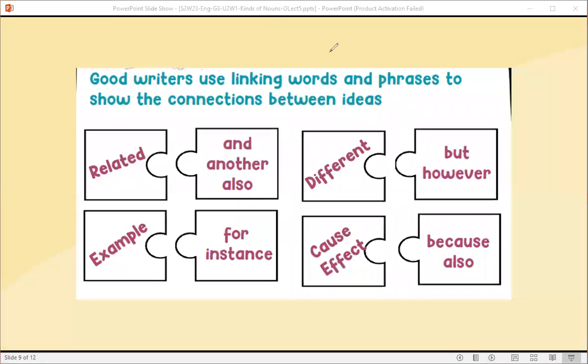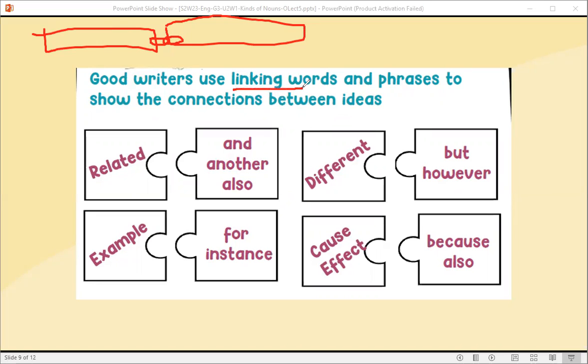When you are doing writing, you are writing a paragraph, and a paragraph is made of sentences, right? This is sentence number one, and this is sentence number two. But how can I link these two sentences together? What do I do to link them together? I use what is called linking words. They show connections between ideas.